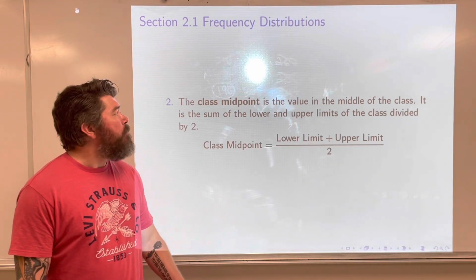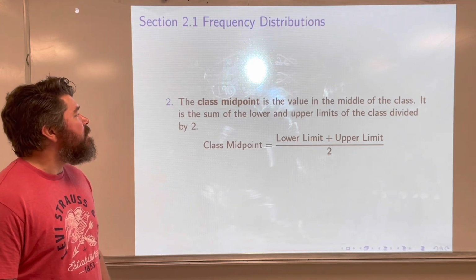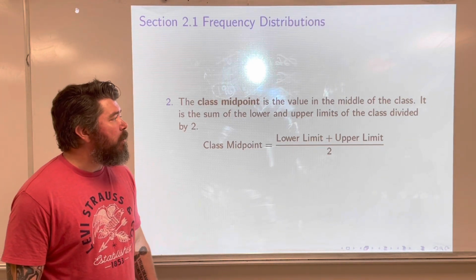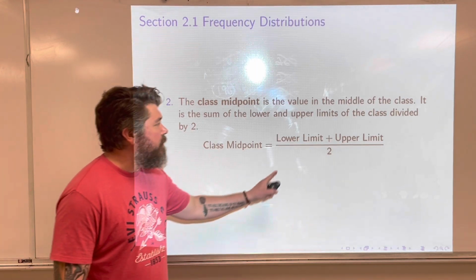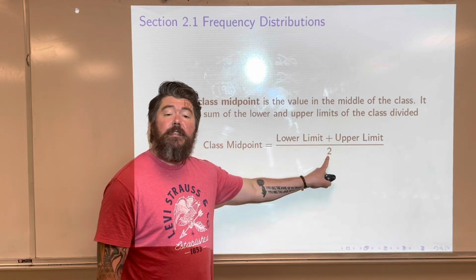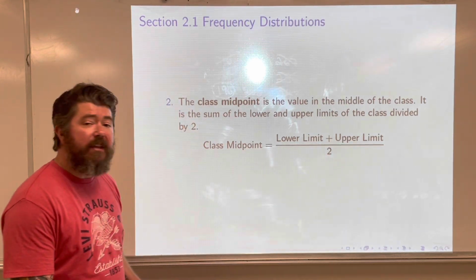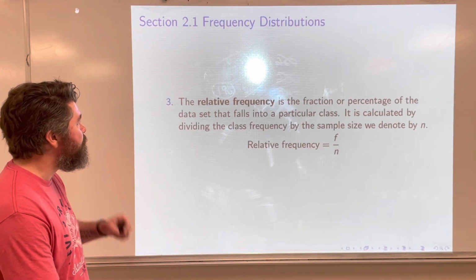The class midpoint is the value in the middle of the class. It is the sum of the lower and upper limits of the class divided by 2. So we take the lower limit and add the upper limit, then we divide by 2. And this gives us the midpoint, or middle of the class.